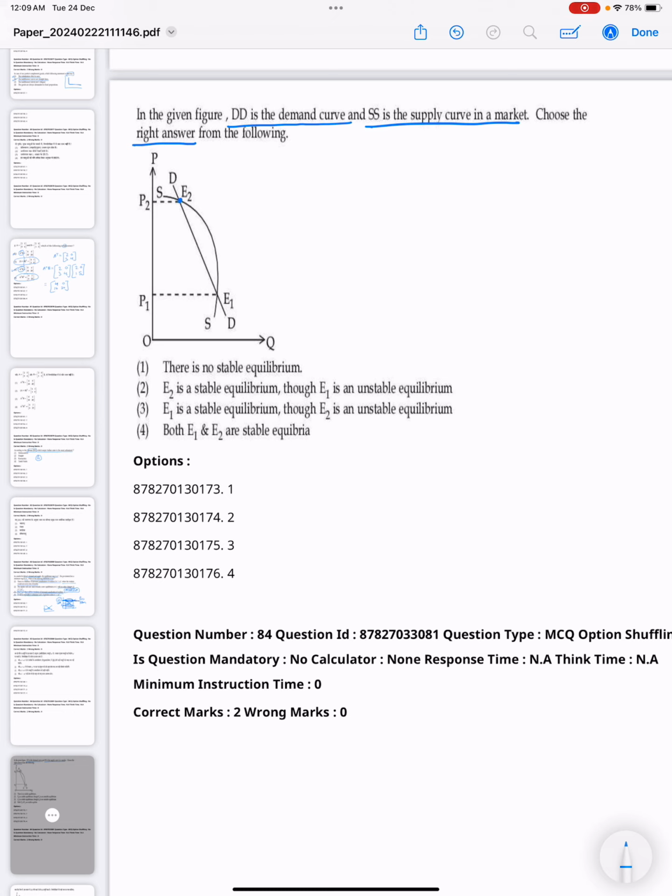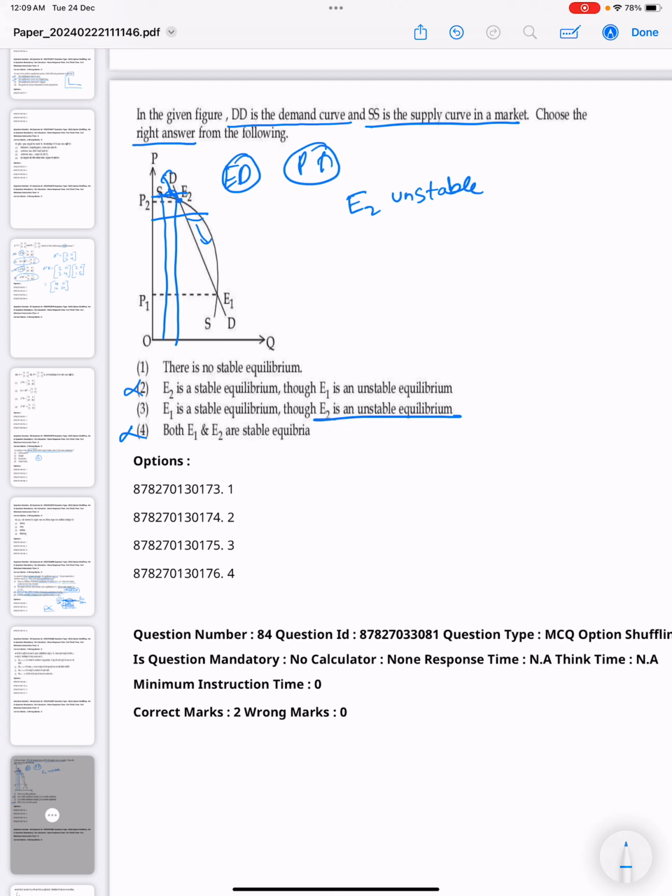At this point, if we go above this, for any price above this, there is excess demand. This is the supply and this is the demand. Since we have excess demand, prices would rise further away from it. So if we deviate from it, prices would rise further away from it. And similarly, at a lower price, there is excess supply and prices would keep on falling. So at E2, we have unstable equilibrium.